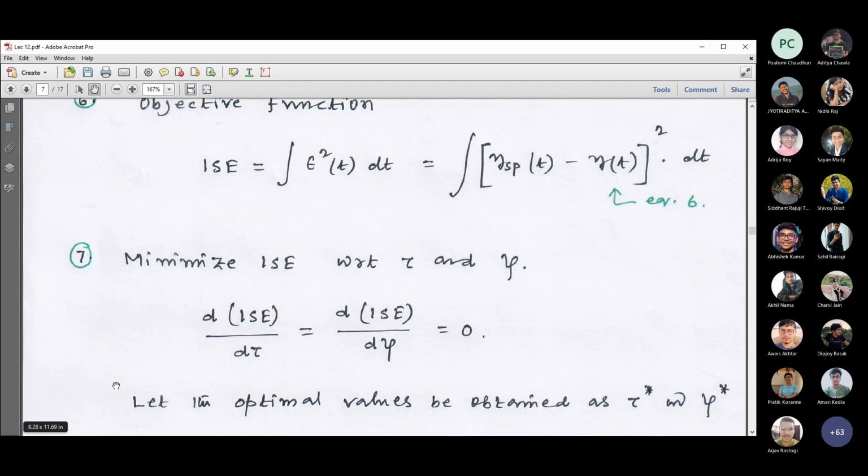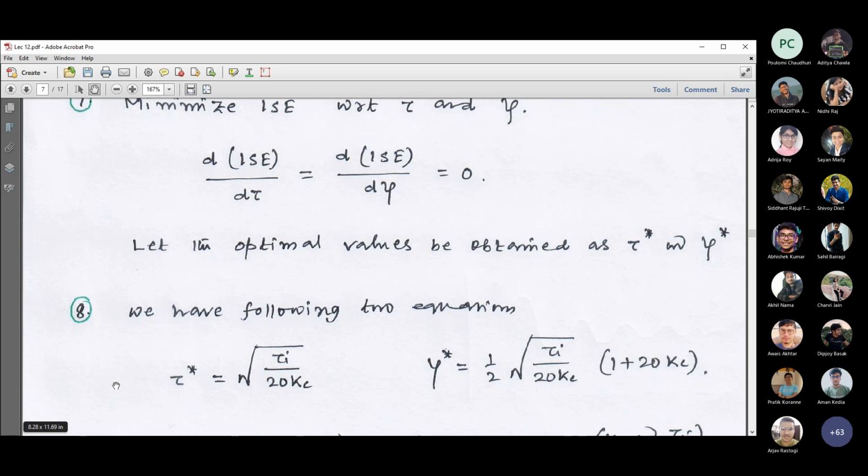So if we consider that, we get optimal values as tau prime and zeta prime, and they are shown in the next step, you see. So if you have here IAE criteria, just replace IAC by IAE or ITAC by this. Here you write ITAC, ITAE or IAE, whichever is suitable for you. I am just showing for a sample case.